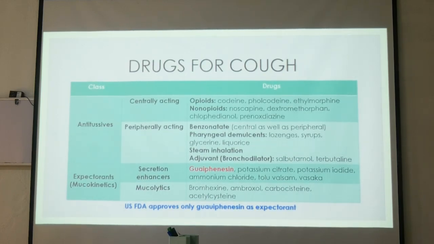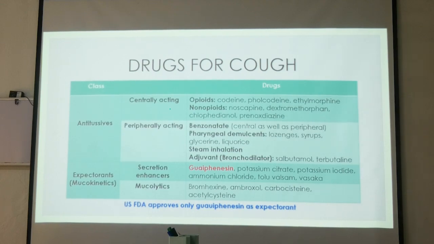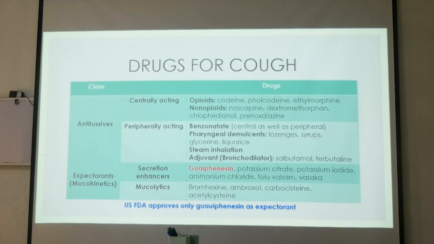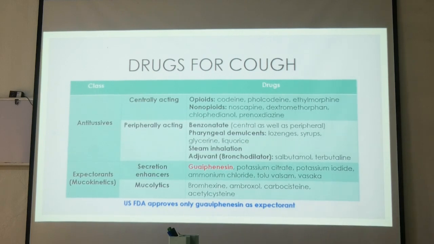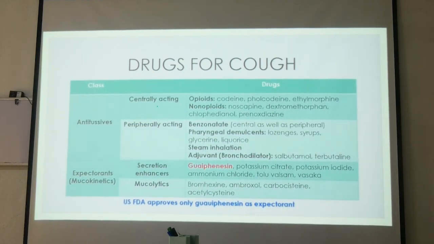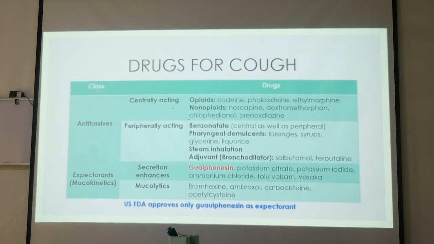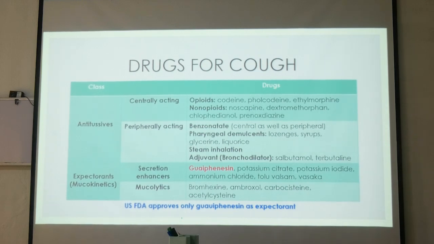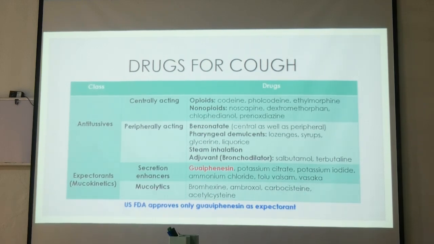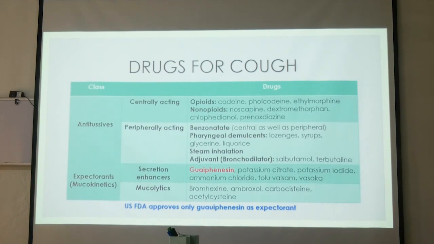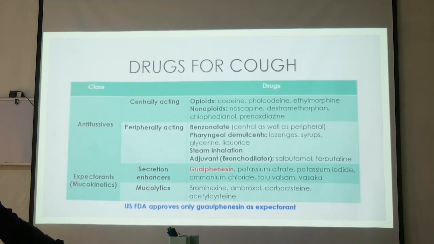Now, expectorants, the secretion enhancers, increase the bronchial secretion: guaifenesin, potassium iodide, potassium citrate, ammonium chloride, tolu balsam and vasaka. Mucolytics decrease the viscosity of the bronchial secretion: bromhexine, ambroxol, carbocisteine, acetylcysteine. Now, among the expectorants, the United States FDA has approved only guaifenesin as an expectorant, none other. So only guaifenesin is marketed in the USA as an expectorant.